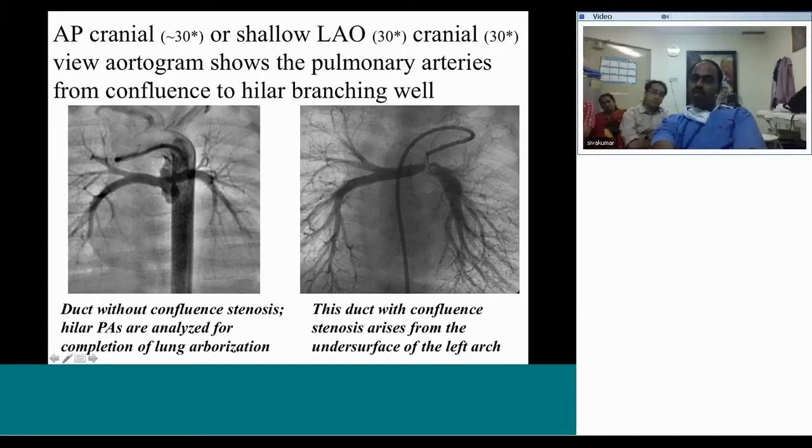You delineate the entire PA. The confluence of the pulmonary artery that is not at all narrow, so this is a good subset for ductal stenting. If the confluence is tightly narrowed, this is a poor subset for ductal stenting.